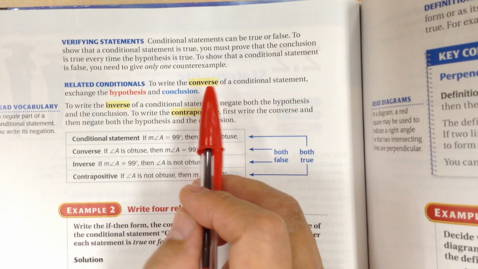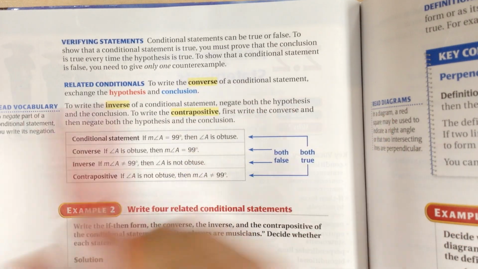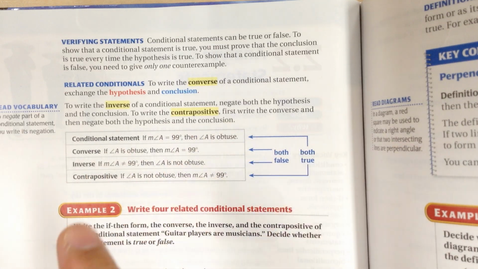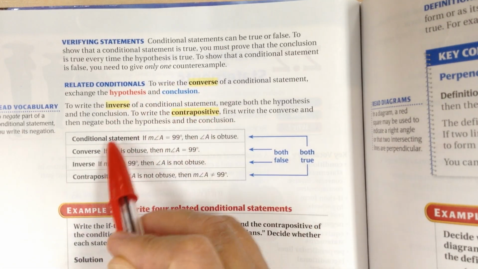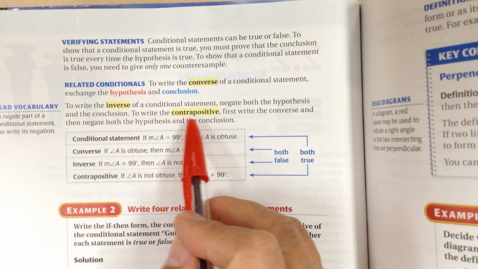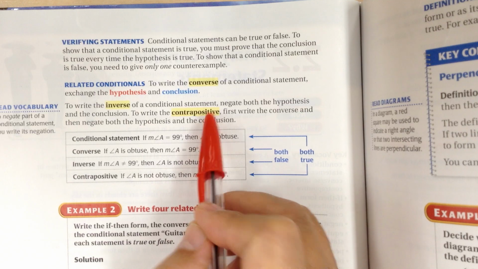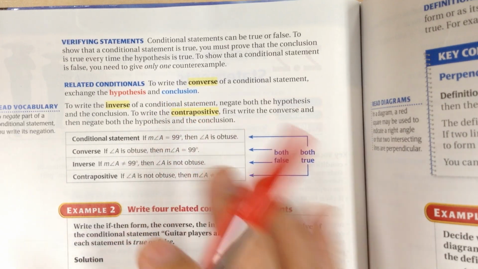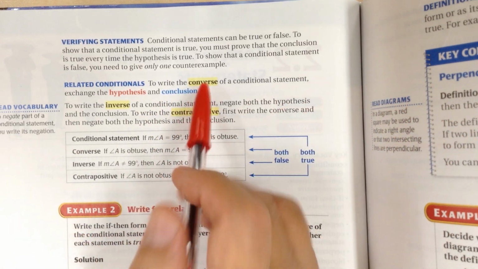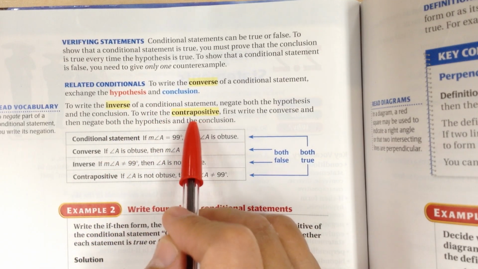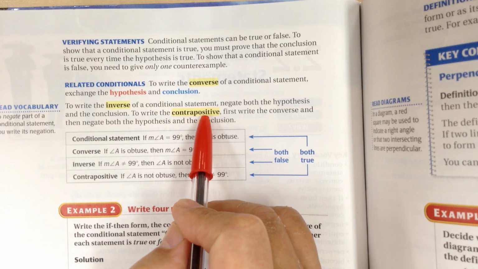When you have the conditional statement, the if-then, you do the converse and then do the inverse. It doesn't matter which one you do first. You can do the inverse and the converse, or the converse and the inverse. It will become the contrapositive. Now, the contrapositive is always equal to the original. Even though it looks different, the result will be equal to the original.